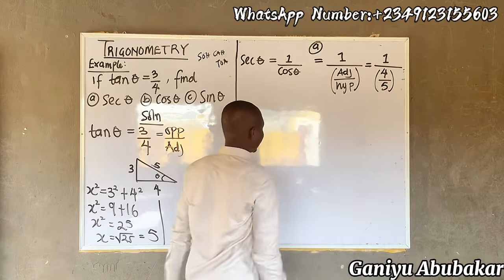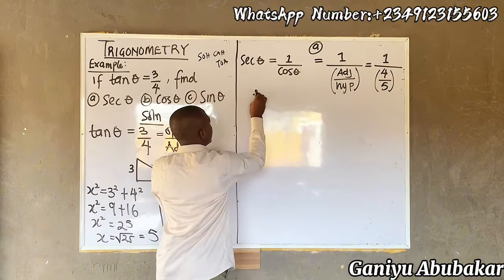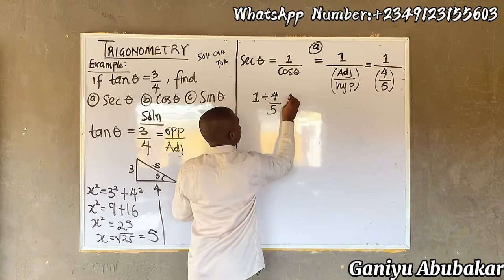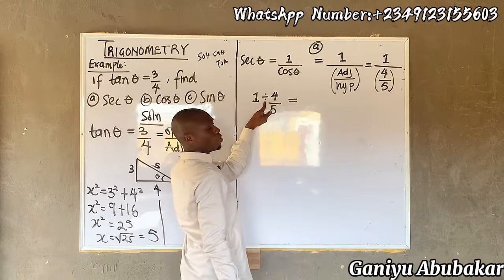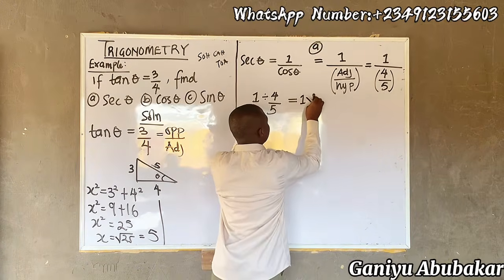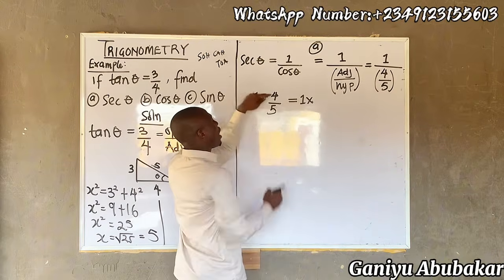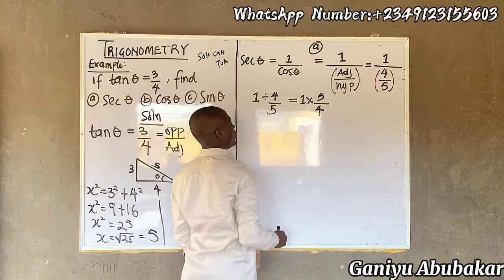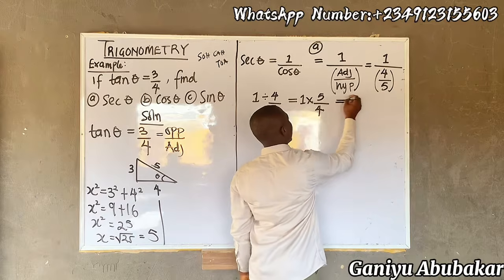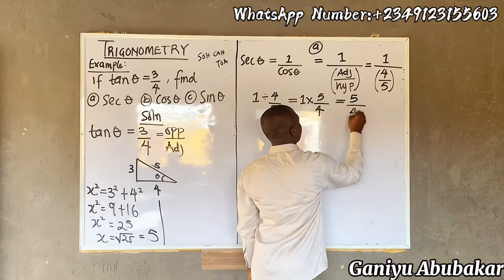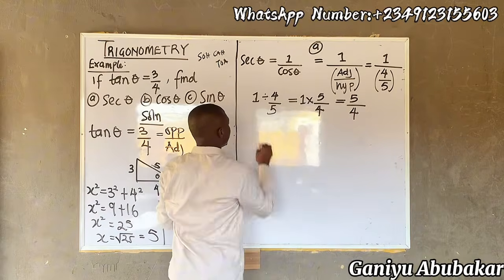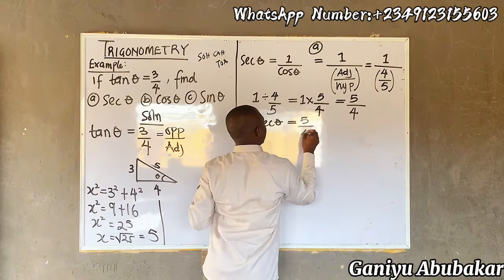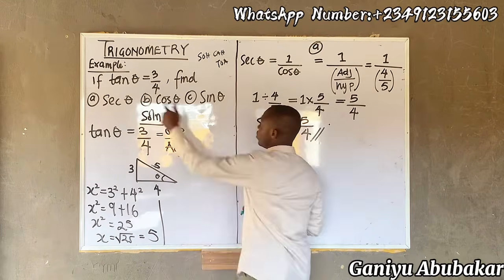So let's break this down mathematically. I'll have 1 divided by 4 over 5. If I proceed, I change this division to times. When changing to times, I invert this one, so 5 should come up first before this 4. This is now equal to 1 times 5, which is 5 over 4. So sec theta should be equal to 5 over 4. This is how I solve for A.